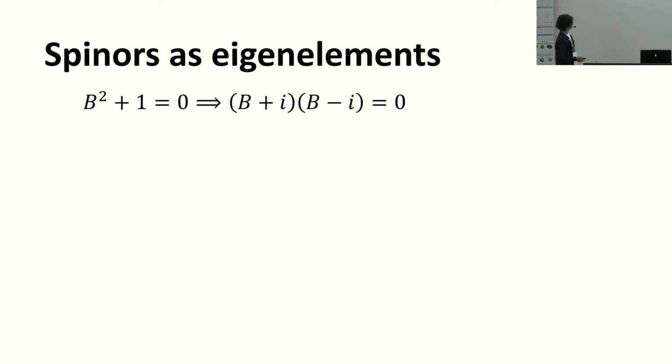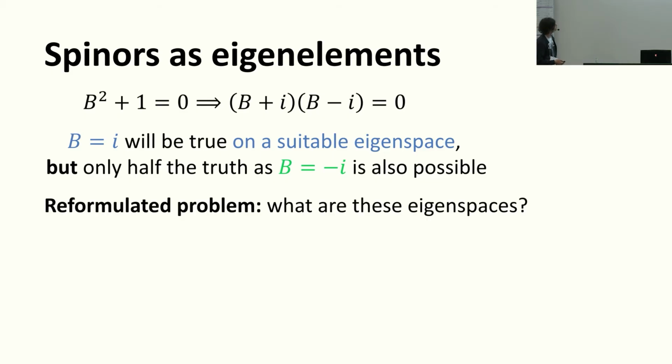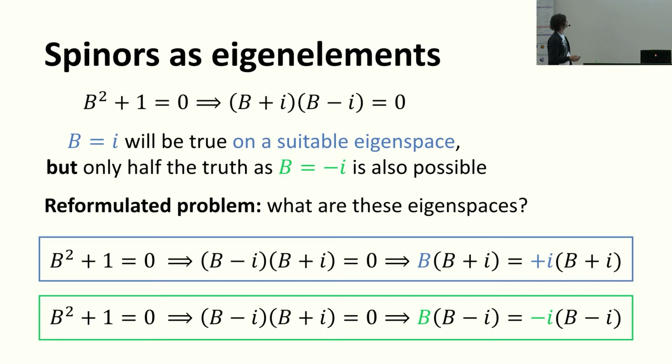So if you look at this relation, there are two things that you can learn from this. In a sense, you can read it as an eigenvalue relation. You could say, look, B has two eigenvalues, plus I and minus I. So it is true that B is equal to plus or minus I on suitable eigenspaces. Then it will hold. And so I'm just saying now that the problem has been shifted. The only thing I have to do is to construct these eigenspaces. And you could say, well, you already did that. We're done now. This is a short talk.